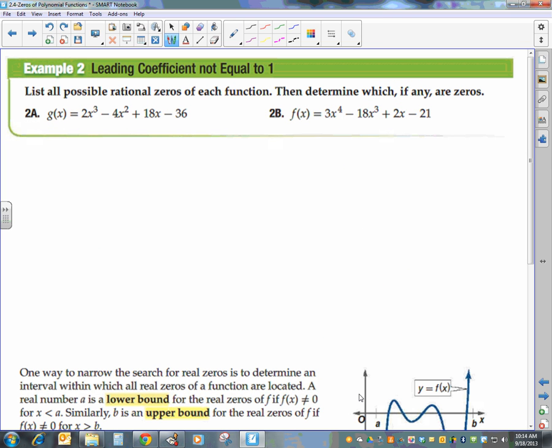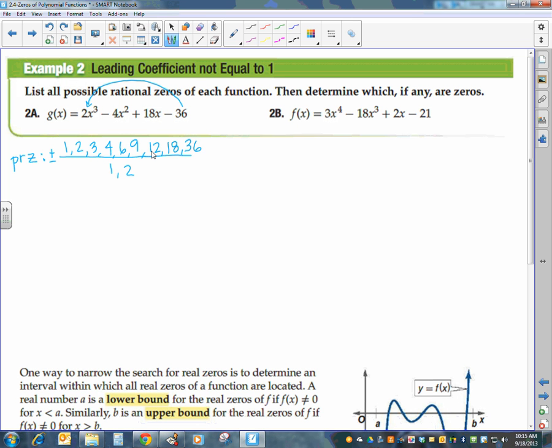Okay, let's look at some examples where our leading coefficient is not equal to 1. And in this case, when you do your possible rational zeros, you're going to take the factors of your constant and put them over the factors of your leading coefficient. So I write my plus or minus. I have the factors of 36 are 1, 2, 3, 4, 6, 9, 12, 18, and 36. And then the factors of 2, of course, are 1 and 2.